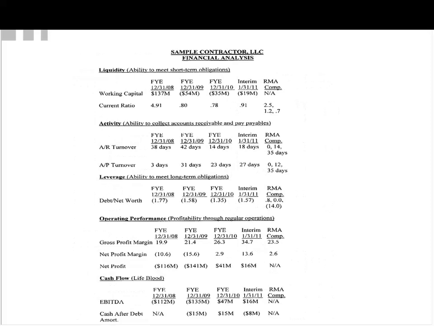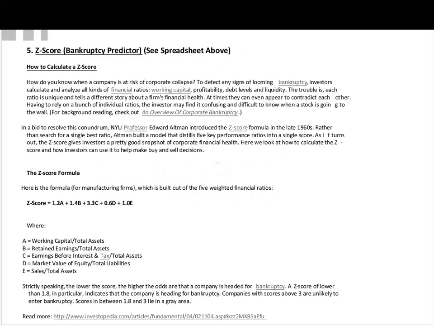If you'll turn forward with me to this next page, past my summary page for sample contractor, we're going to talk about the Z-score. Now, they show up in the spreadsheet, which is nice. It's convenient because we don't have to calculate it. But what is the Z-score? It predicts bankruptcy.